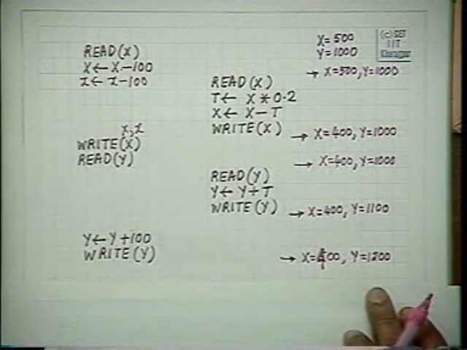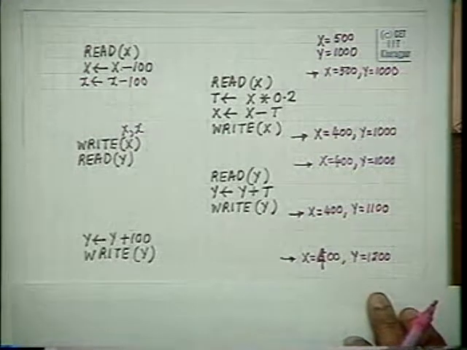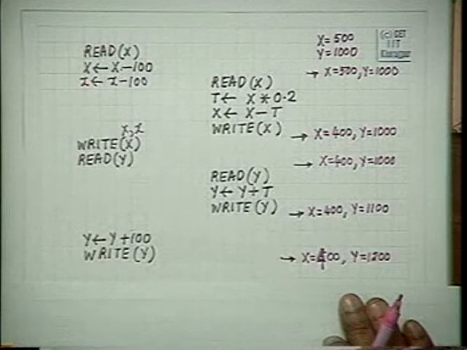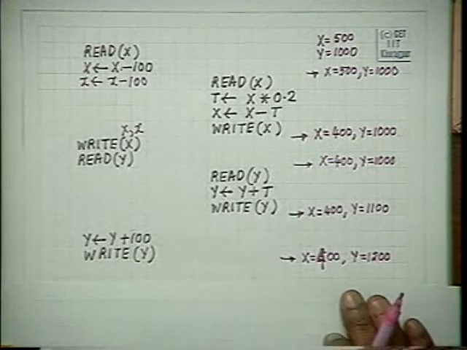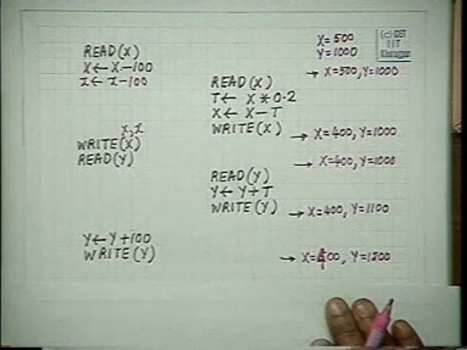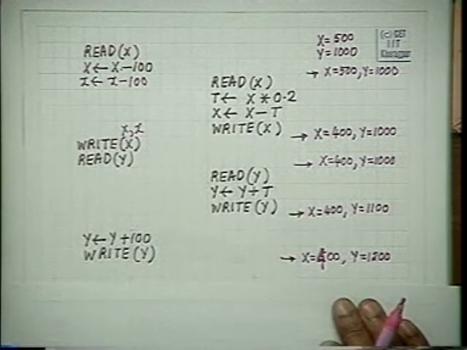Now this data is not consistent. This data has become inconsistent. Now once this happens, this is a schedule which is incorrect. This schedule is not correct. So this schedule is not a serializable schedule. Firstly, it is not equivalent to any serializable schedule, nor is it consistent with anything.